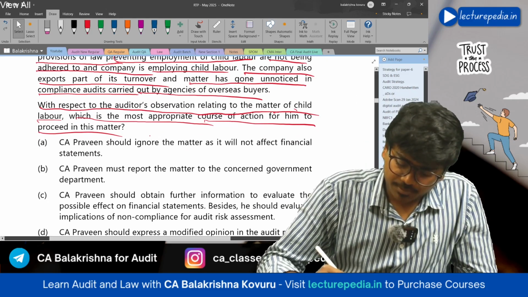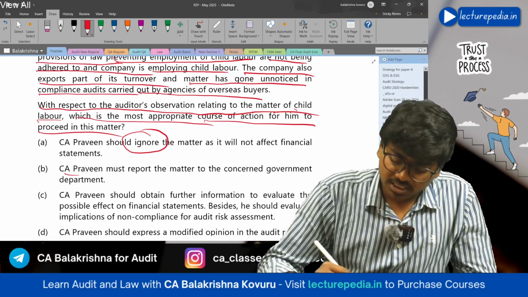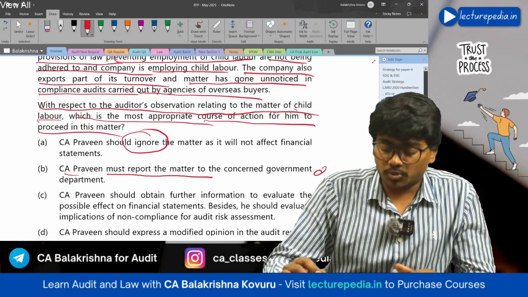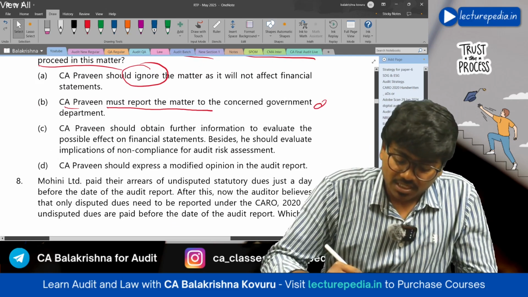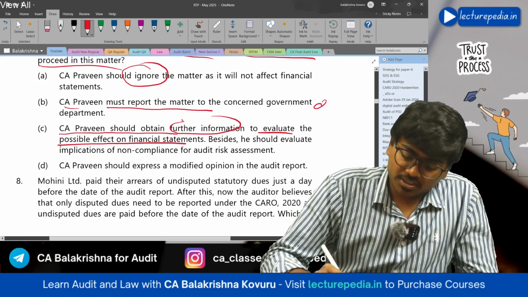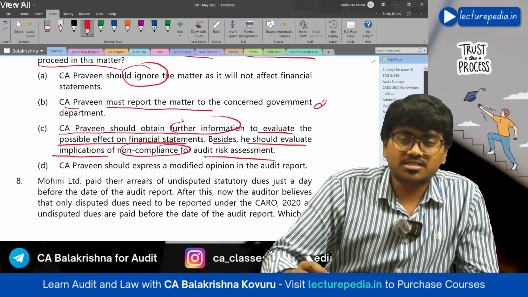Option A says CA Praveen should ignore. No, he should not completely ignore it. Option B says CA Praveen must report the matter to the concerned government. No, there is no such reporting requirement to the government. Option C says CA Praveen should obtain further information to evaluate the possible effect on financial statements. Besides, he should evaluate the implications of non-compliance for audit risk assessment.